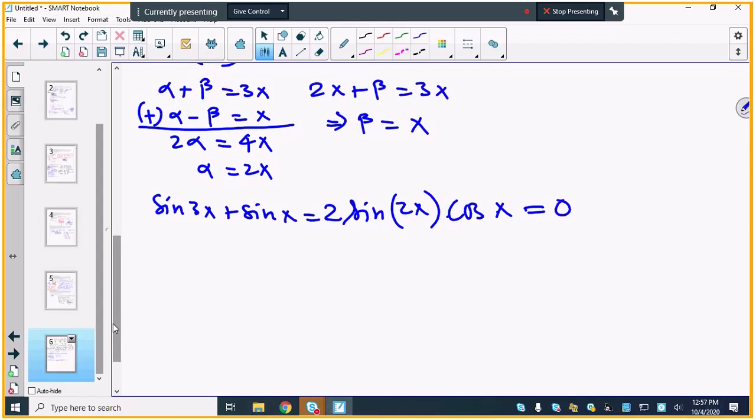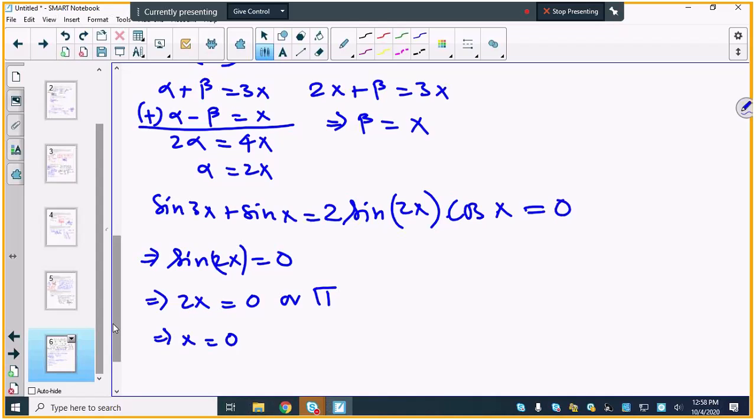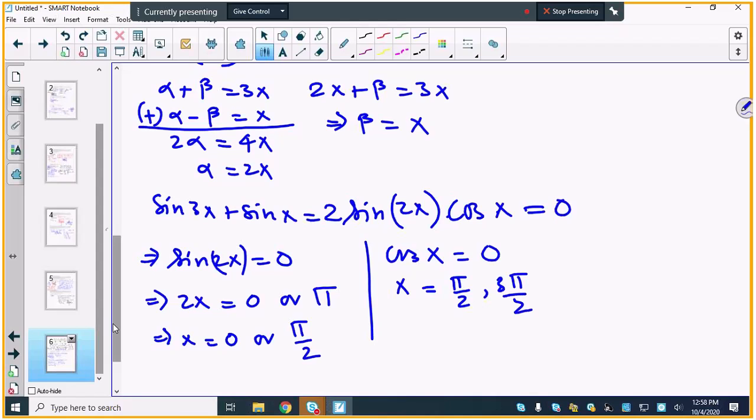So what does that mean? It means either sine of 2x is equal to 0, which means 2x is either 0 or pi, means x is equal to 0 when divided both sides by 2, or pi over 2. So I got 2 solutions that way. How about cosine? Well, cosine of x equal to 0 means x is equal to either pi over 2 or 3 pi over 2. And I see that pi over 2 is a common solution between both of them.